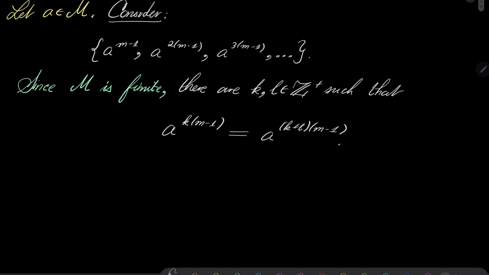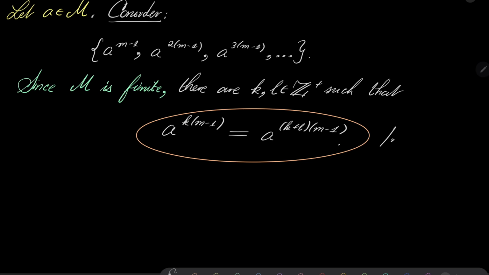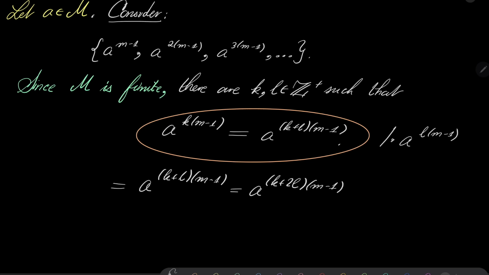Now, notice the following. If I take this equality, and if I multiply on both sides by, for example, a to the power lm minus 1, notice what happens. On the left-hand side, I have a to the power k plus l m minus 1, and on the right-hand side, I have a to the power k plus 2l times m minus 1. But notice that the left-hand side equals a to the power k m minus 1.